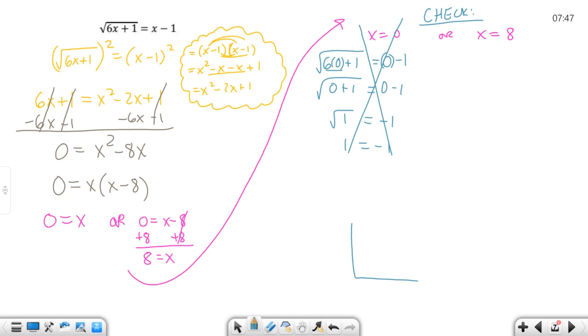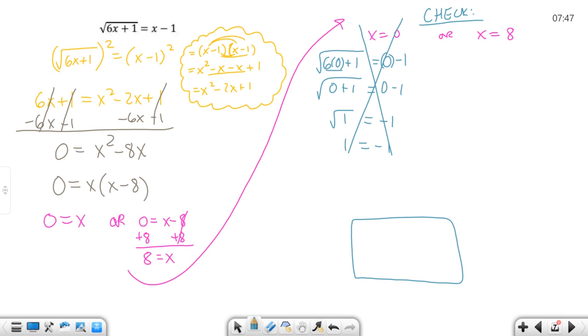So far, if I had an answer box down here, I got nothing written in it. So either my answer is going to be x equals 8, or I don't have an answer. I don't have a solution. Because 0 did not work. 0, I solved and got 0, but when I checked it, 0 is garbage. Had to throw it away. So now let's check 8.